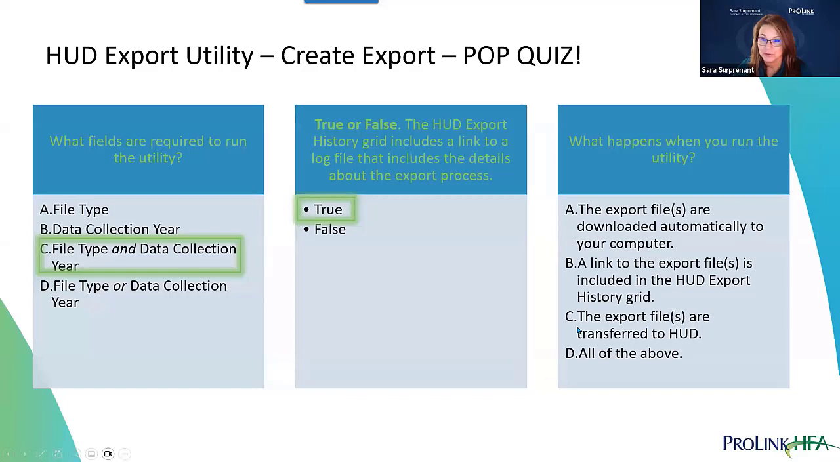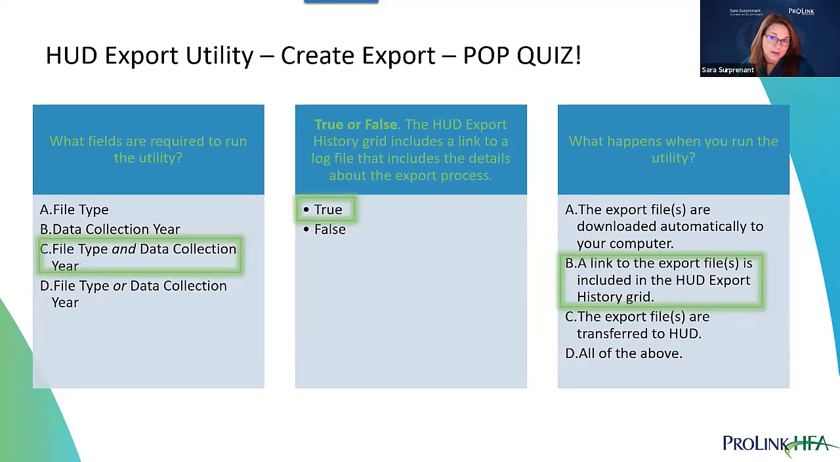So that was true. And what happens when you run the utility? Exports automatically downloaded to your computer. A link to the export file is included in the HUD export grid. The export files are transferred to HUD, all of the above. It's just going to be B. Unfortunately, we don't have the awesome technology to automatically download those files to your computer and just magically send them to HUD. Yeah, maybe someday.